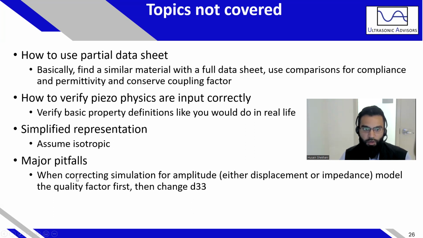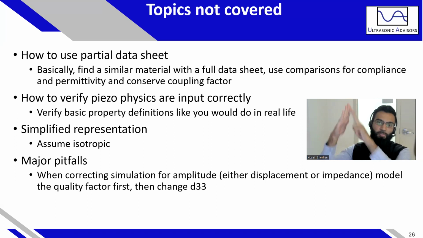I didn't discuss some major pitfalls, but one major pitfall I'd like to discuss explicitly, and I've seen this multiple times, is when researchers or engineers are trying to compare displacements between experiments and simulations, their first desire is to either change the D33 coefficient to make it match how high the displacement of the experiments is going, or they're changing the loss factor to decrease or increase the displacement.